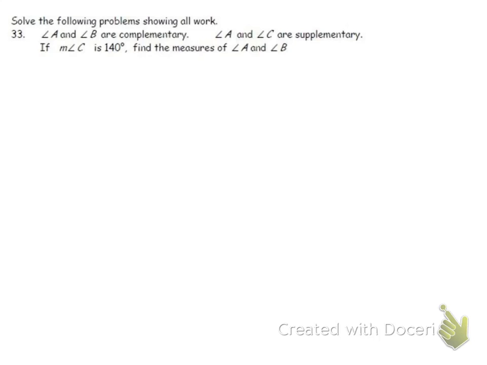And now for our last problem, I have that A and B are complementary and A and C are supplementary. If I'm given angle C, I need to find A and B. There's two ways I could go about solving this. So I'm going to make it first two diagrams. So I have A and B are complementary. I know they add up to 90. So here's A, here's B. I also know that A and C are supplementary. So I got A, C.